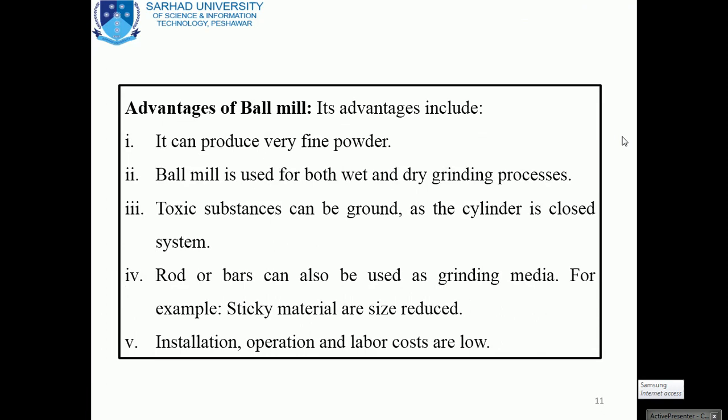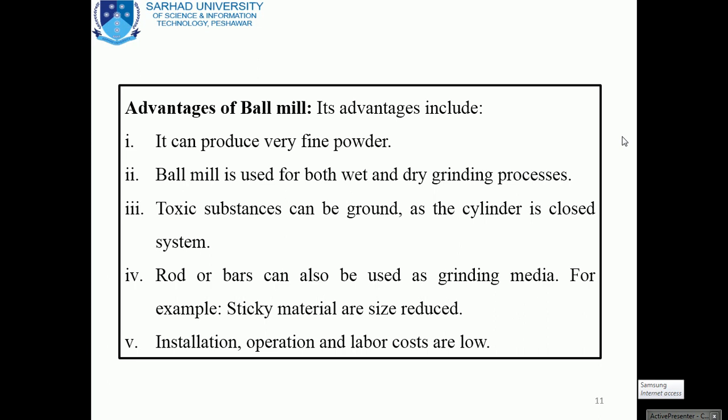Let's discuss the advantages of the ball mill. Its major advantages include that it can produce very fine powder. If it is desired to produce fine powder and the particle size is to be reduced to fine, then the ball mill can be utilized for the production of very fine powder.